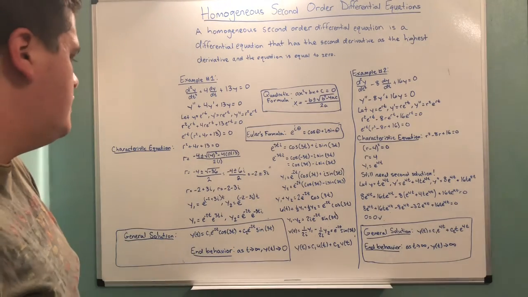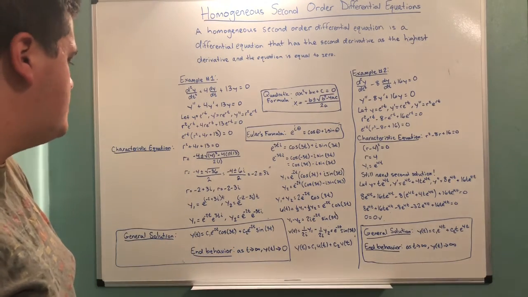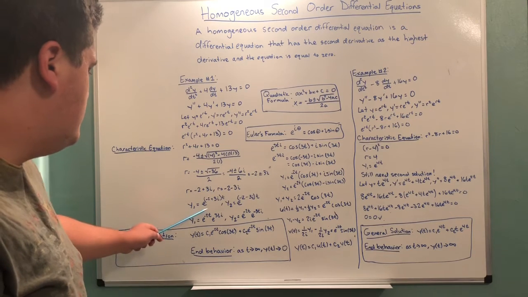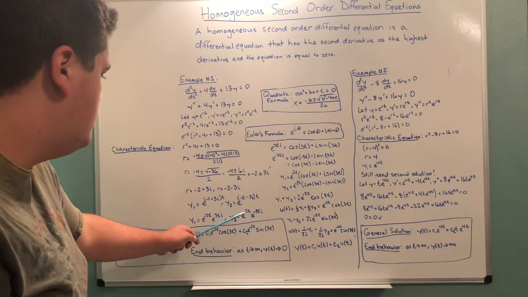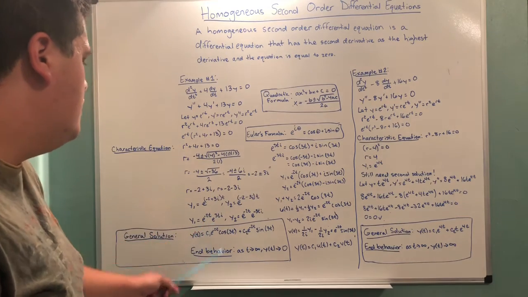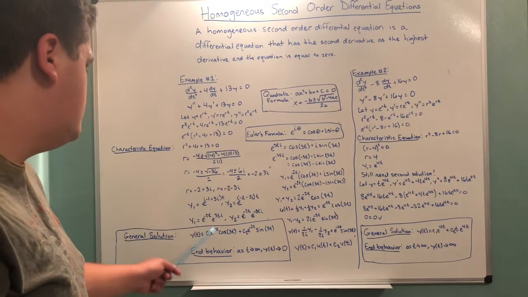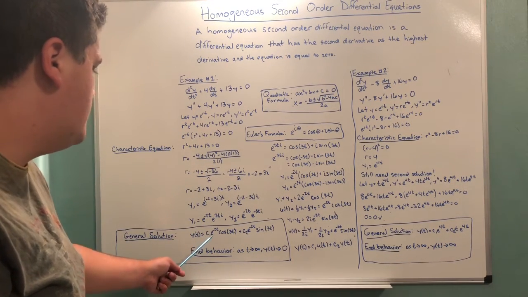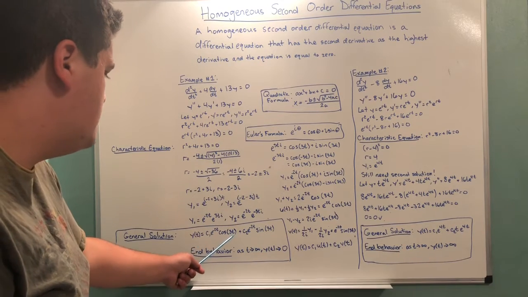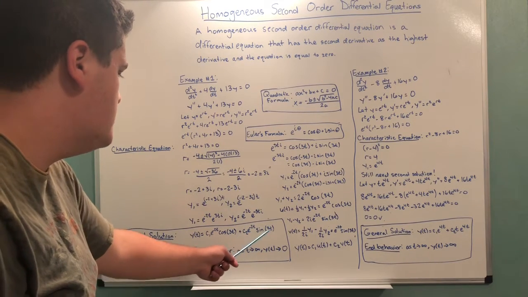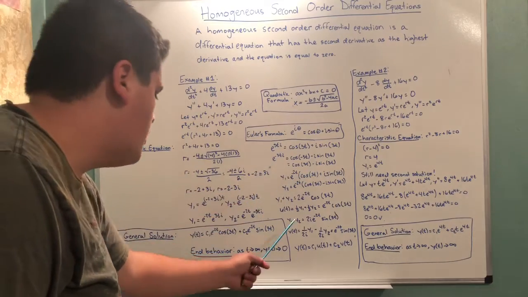Now, if you're doing this type of differential equation and you find that they both have the same real part and different imaginary parts, you could right away just say, hey, this is c1 e to the minus 2t cosine 3t plus c2 e to the minus 2t sine 3t, without having to do all this work.